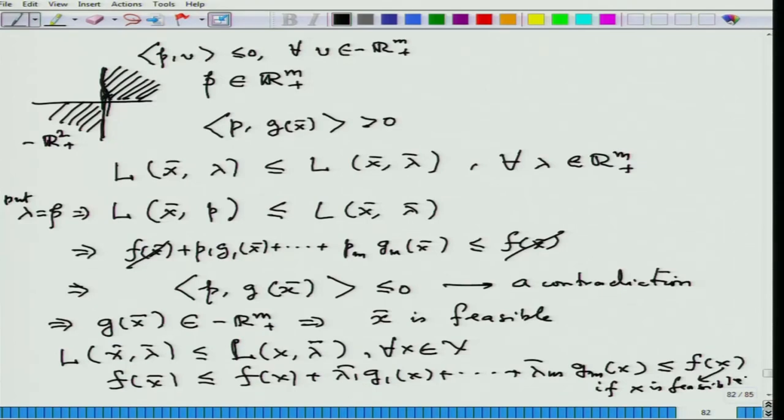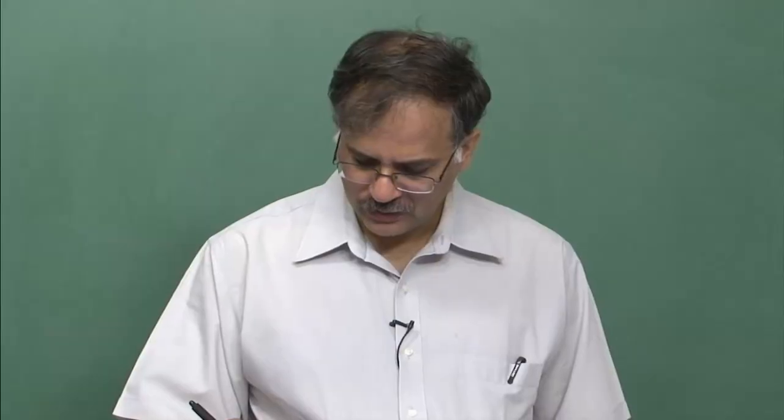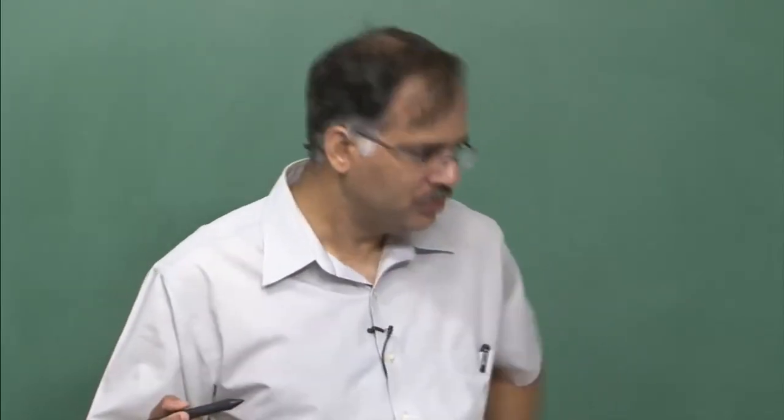And that gives you the answer. So, f of x bar is less than or equal to f of x for all feasible x. So, that is what we have proved. Now, there are a lot of things that come out of this, but we will not do this.